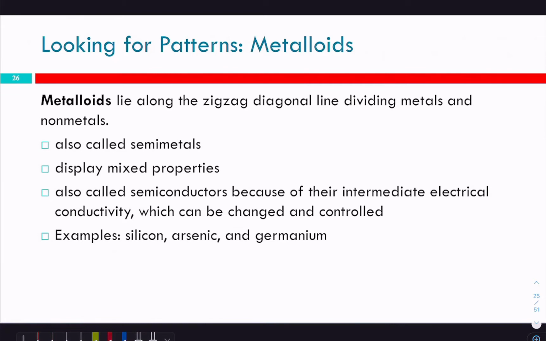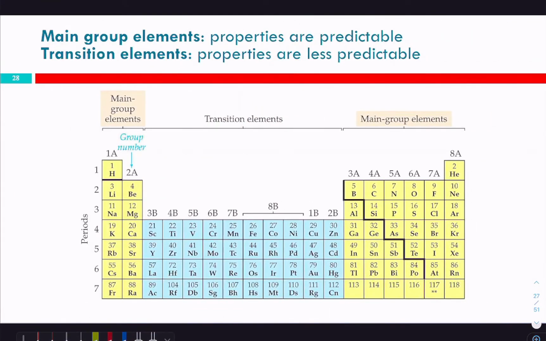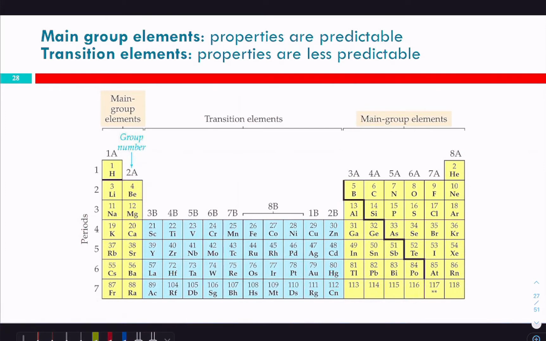And then the metalloids lie along that little zigzag. There aren't very many of them, but they have properties in between metals and nonmetals. So we went through these. Another way that we group the periodic table is in terms of main group elements and transition elements. So the two taller sections of the periodic table are the main group elements. Then everything in this lower section are transition elements, or transition metals, because they're all metals.